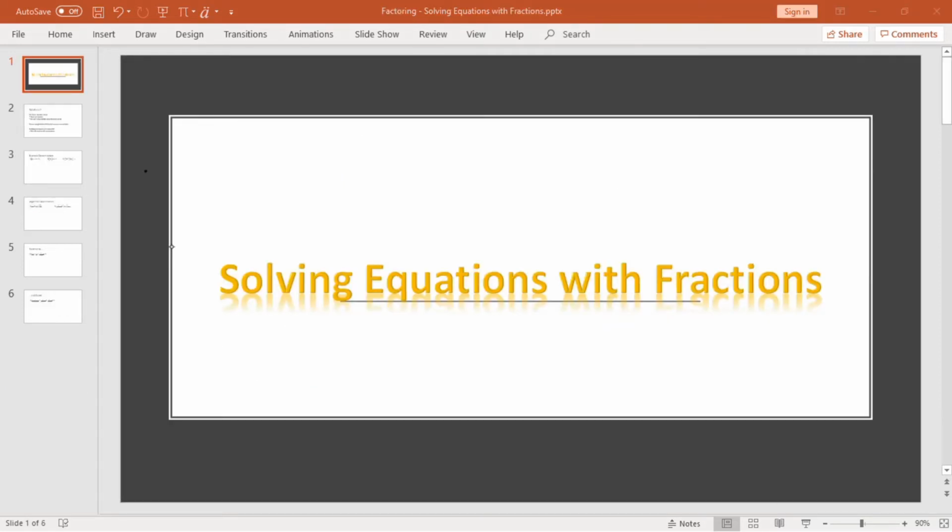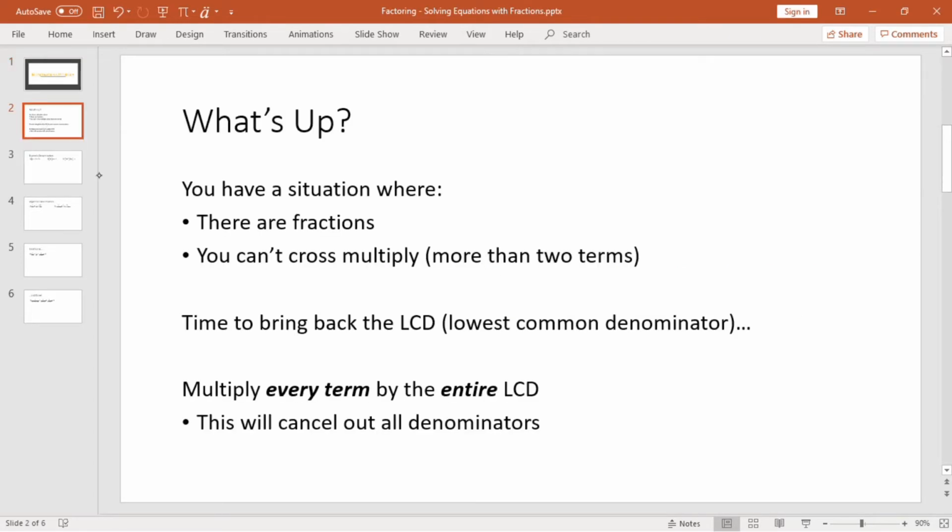Okay, let's bring the fractions into play. So what's going on here? Now we're in a situation where we have fractions and more than 2 of them. So you can't just be like, oh, I'm going to cross multiply to get rid of the denominators. So we're going to use the lowest common denominator again, but it's a little different because this time we're going to multiply every single term by the entire lowest common denominator. So we're not looking at what's missing and multiplying in a fraction. We're just bringing it in, and we're using it to cancel our denominators and get rid of fractions.